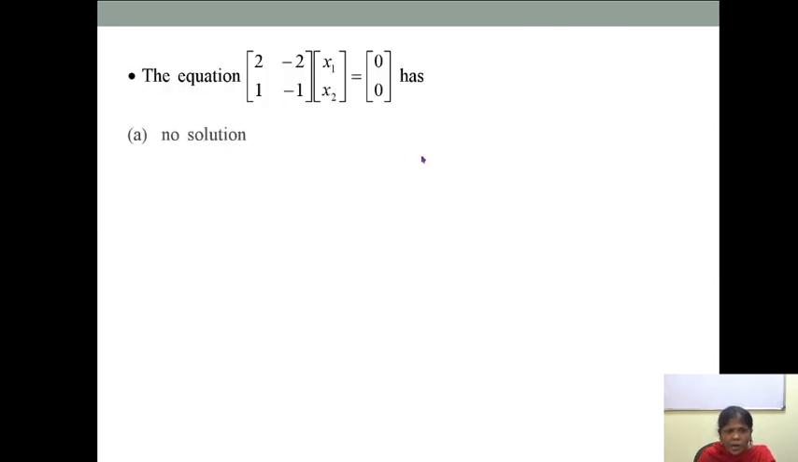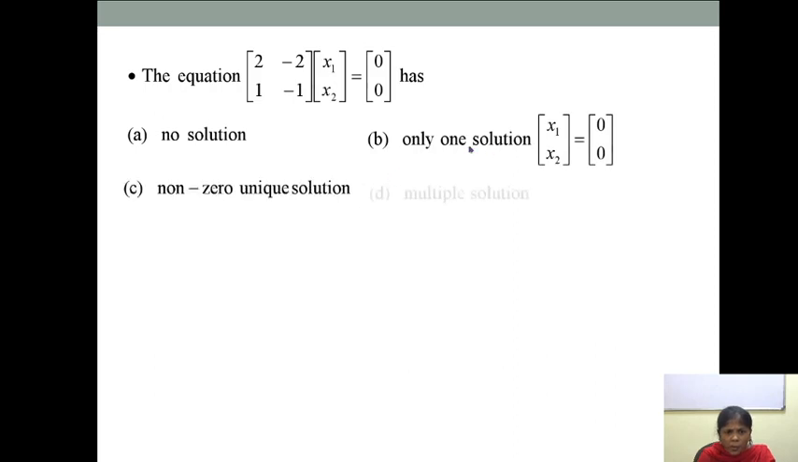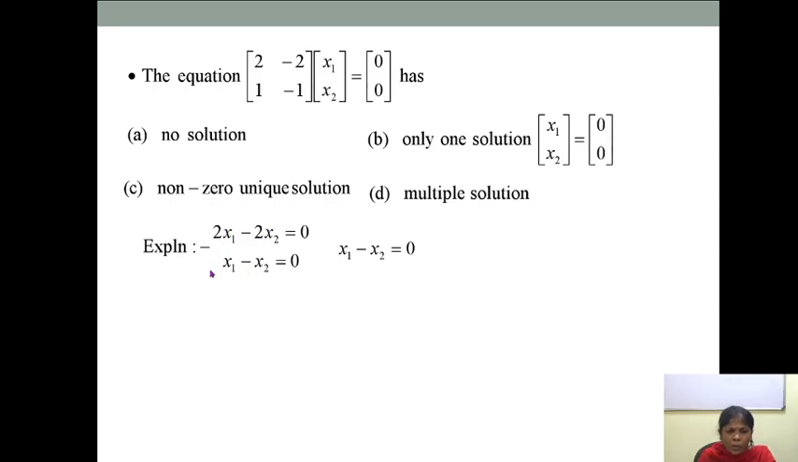The equation has no solution, only one solution, a non-zero unique solution, or multiple solutions. So here we have to solve this equation. Let us see how to do it. Let us multiply. What do we find? We have this one. Now as I told you, whenever we have a system of equations, try to find out its independent nature. You will find that it is one and the same equation, x1 minus x2 equal to 0. So we have one independent equation in two variables.